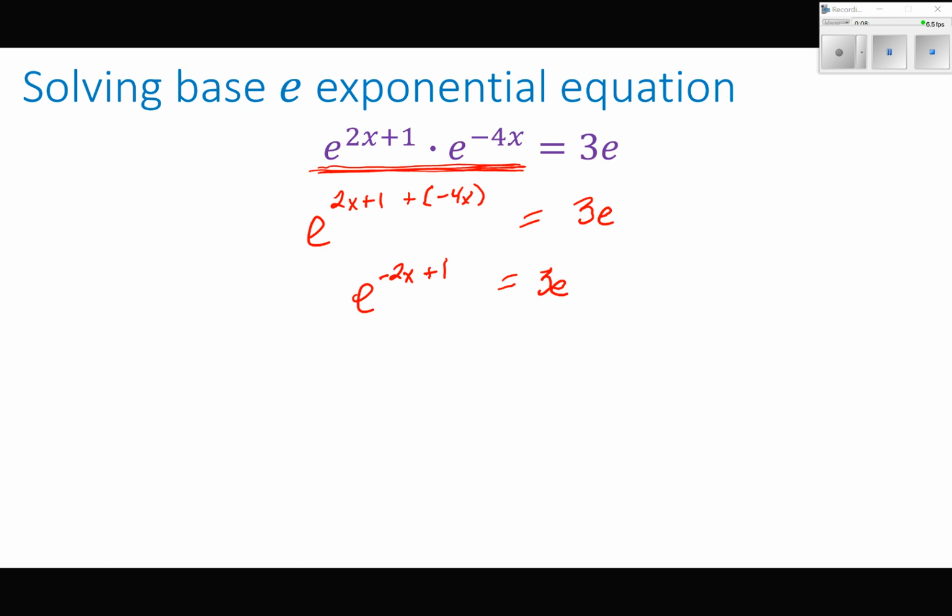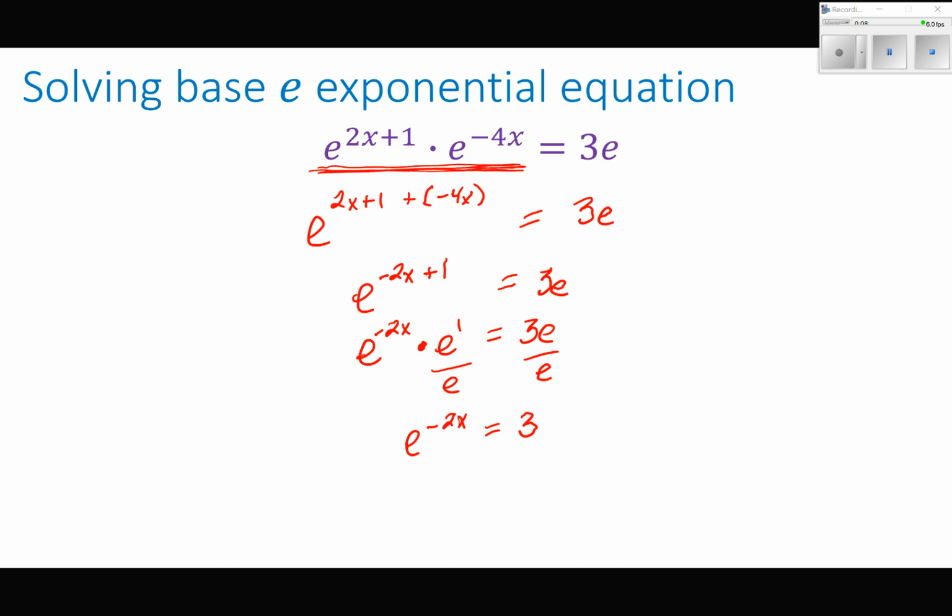When I work this one out, e to the negative 2x plus 1 equals 3e. I can go back and split these up, so e to the negative 2x times e to the first. Going in the opposite direction from where we started out, I have a sum in my exponent. I can split it up and use the same base. Because these are being multiplied, I can divide by e, so I have e to the negative 2x equals now just 3.